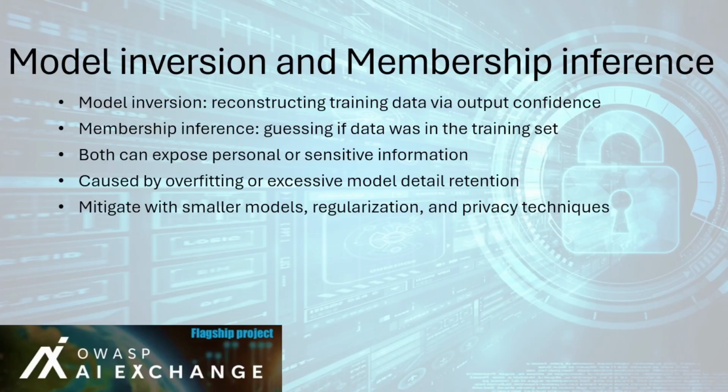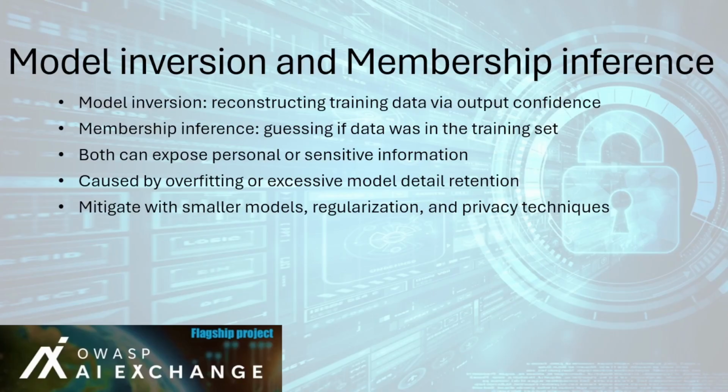Prevention tips include 1. Use differential privacy and regularization to limit memorization. 2. Train smaller or generalized models to reduce data retention. And 3. Regularly test for model leakage during validation phases. Models that remember too much can unintentionally expose data. Balancing performance with privacy is critical to maintaining trust and compliance.